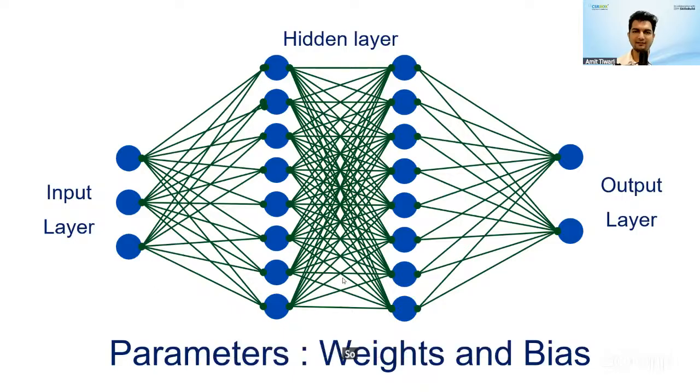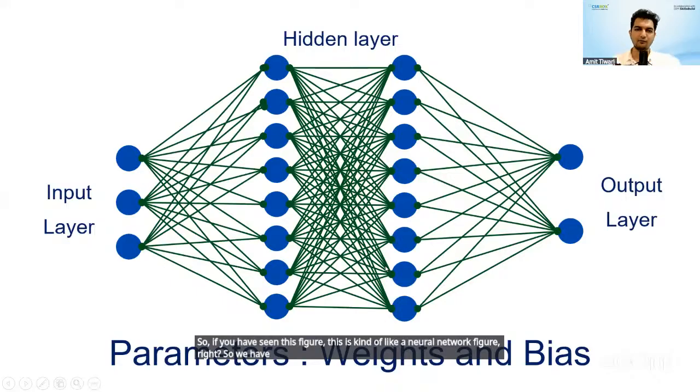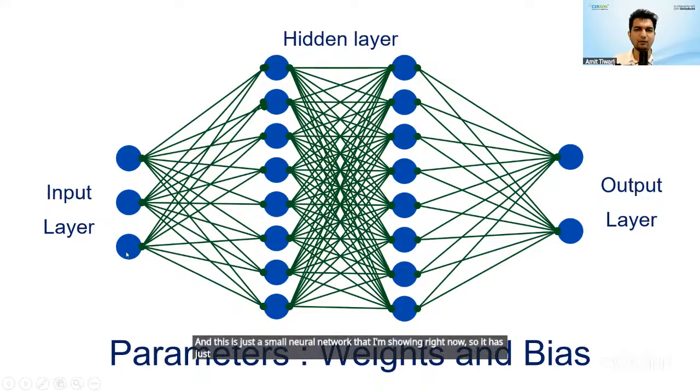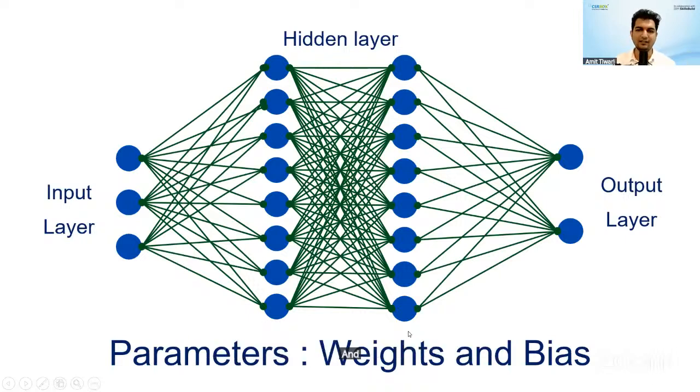If you have seen this figure, it is a neural network figure. This is just a small neural network that I'm showing right now. It has just 3 nodes as the input layer, 8 nodes as the hidden layer, which map with these 8 nodes, and then there is the output layer. This is kind of a simulation of how the human brain works.